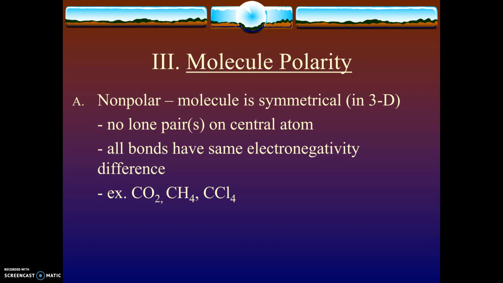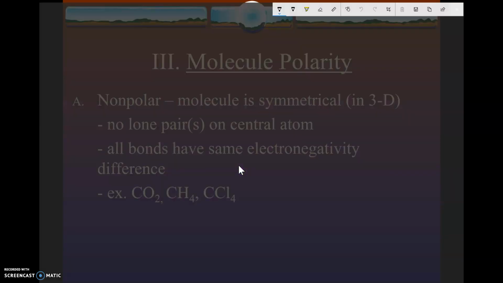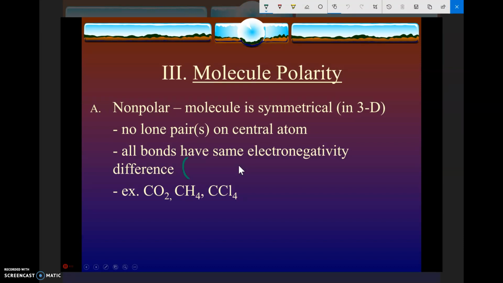So with molecular polarity, there's only two types we're going to talk about. We're going to talk about nonpolar, and nonpolar means that there's no lone pairs in the central atom, and all of the bonds have the same electronegativity difference. Another thing you can kind of talk about here is that they're going to have the same terminal atoms, if you want to look at it in a different way. Okay, so some examples here are carbon dioxide, methane, and carbon tetrachloride.